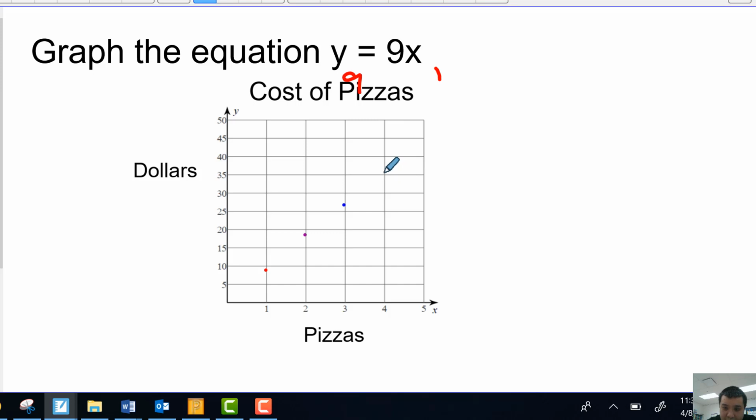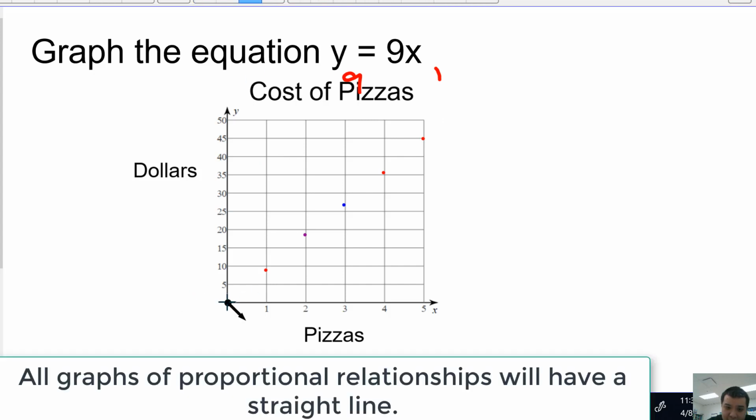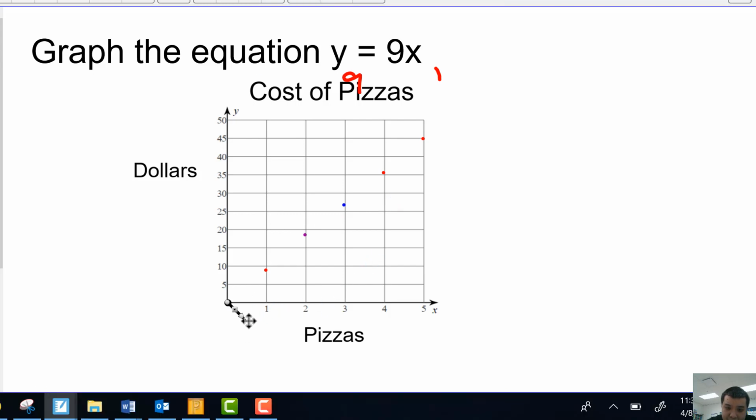Right, it's about here, and 5 and 45, which is definitely right there. So again, this is going to be a straight line starting from 0, 0, which is the origin, and go through all of these points. We are going to go right there. Okay, so this is a graph of the proportional relationship y equals 9x.